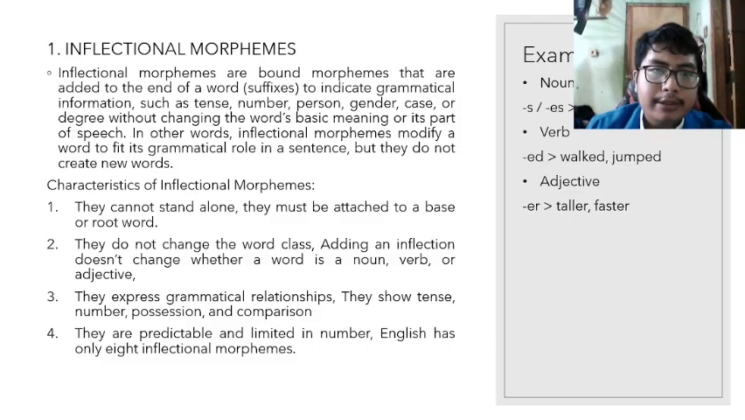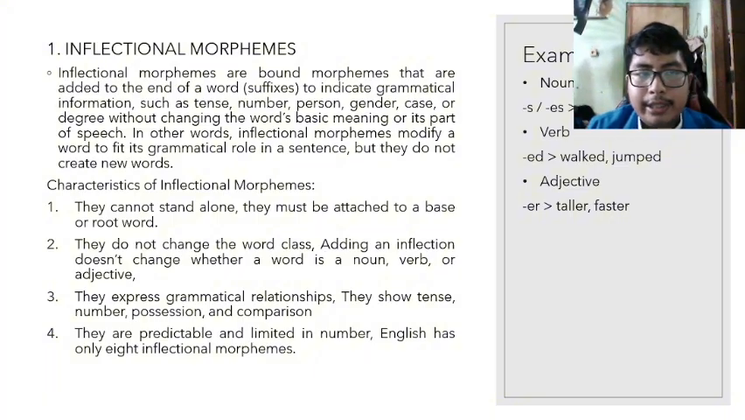And the characteristics of inflectional morphemes are, for the first, they cannot stand alone. They must be attached to a base or root word. Second, they do not change the word class. Adding an inflection doesn't change whether a word is a noun, verb, or adjective.